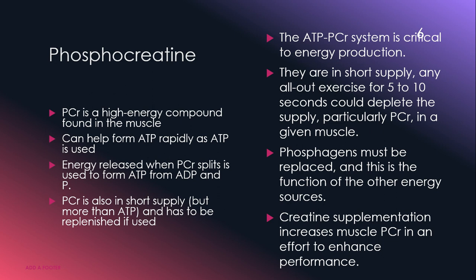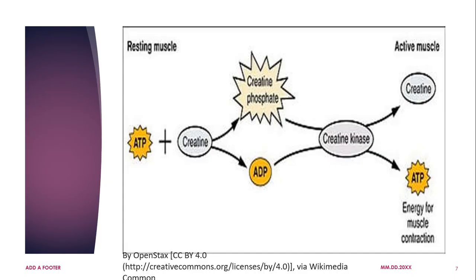In summary, the value of the ATP PCR system is its ability to provide energy rapidly, for example in sport events such as competitive weightlifting or sprinting 100 meters. Anaerobic power is a term often associated with the ATP PCR energy system.